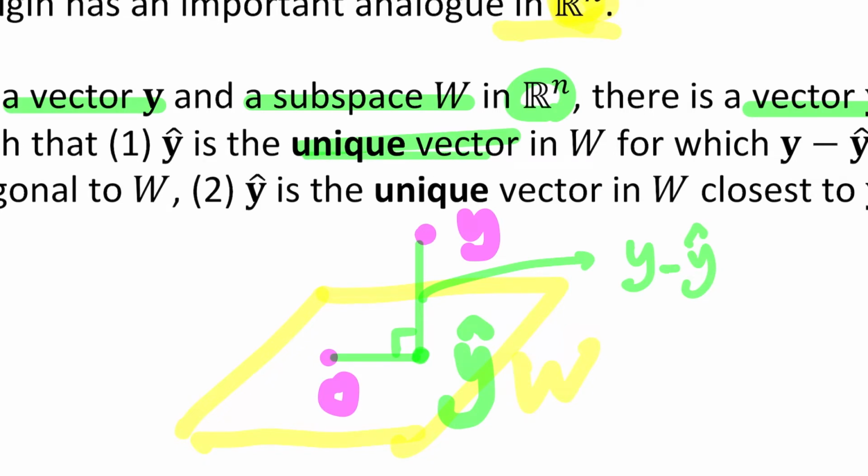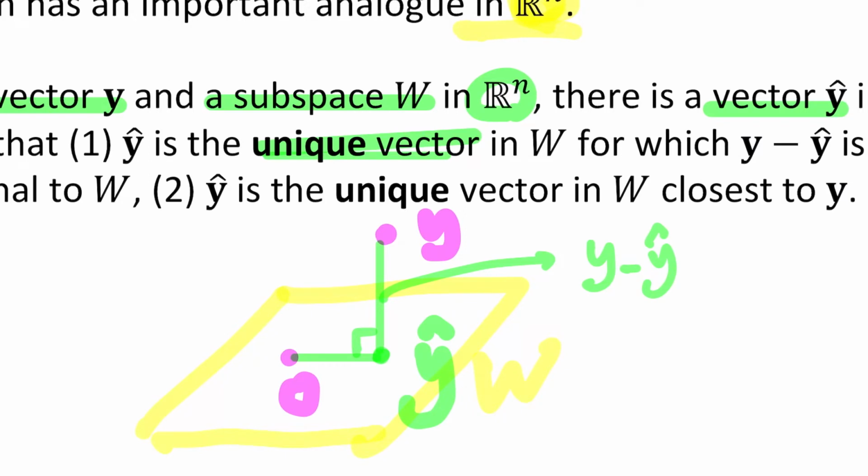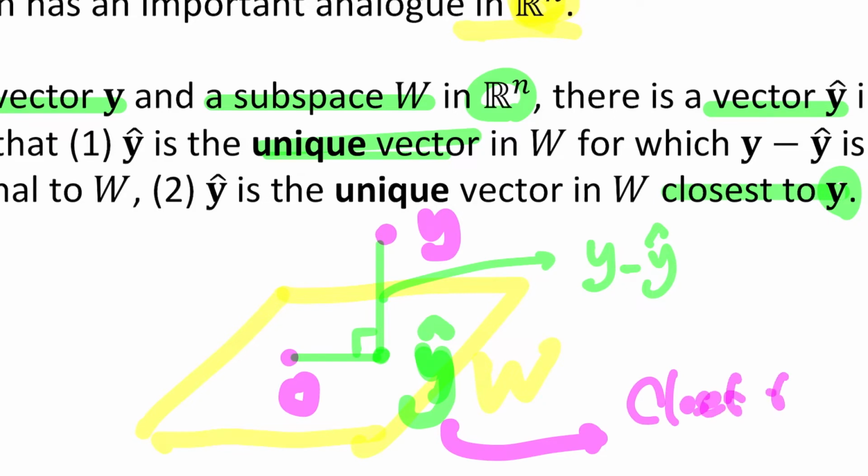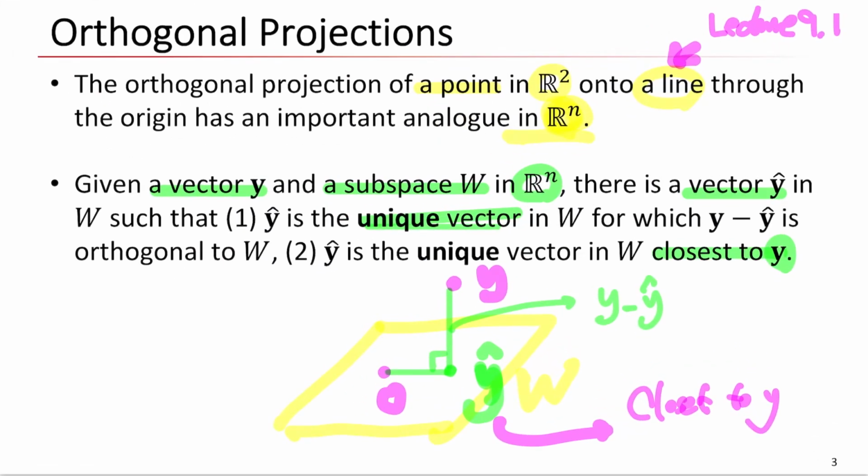Another thing is that this y hat is the unique vector in W closest to y. So the distance between y and y hat is the smallest among the distances between y and other vectors in W space. Okay, so this is a very important theorem, an important observation. Today we will discuss how to find this y hat and what the meaning of y hat is.